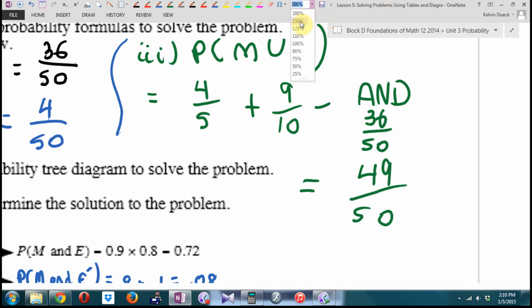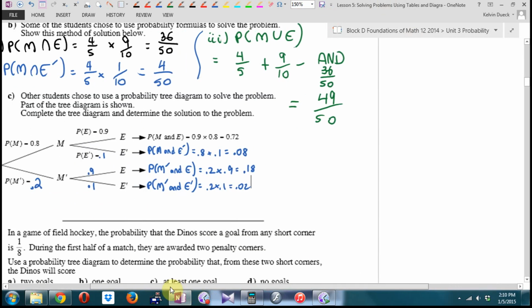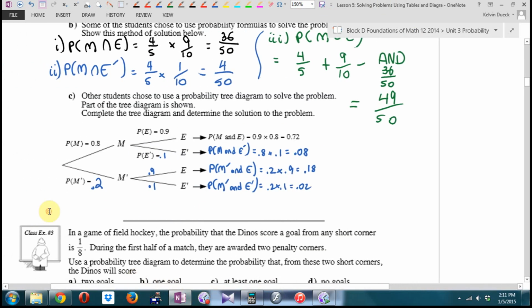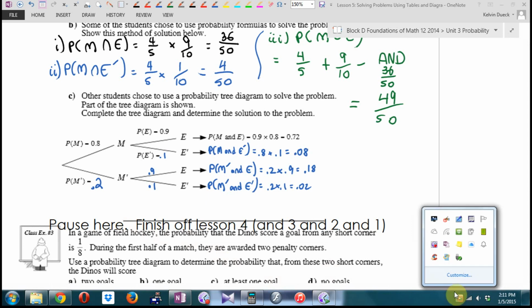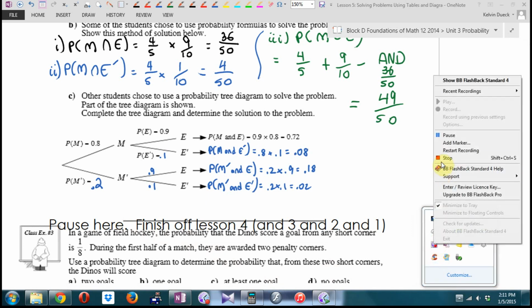I'm a tree fan. Full disclosure. So pause here, finish off lesson 4 and 3 and 2 and 1 and wake up.